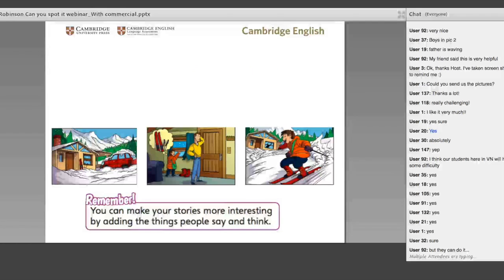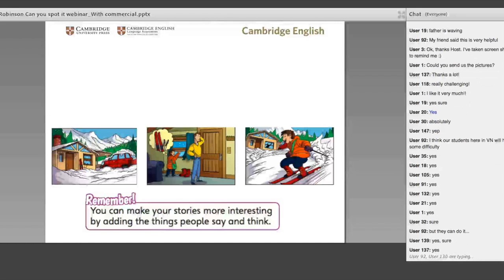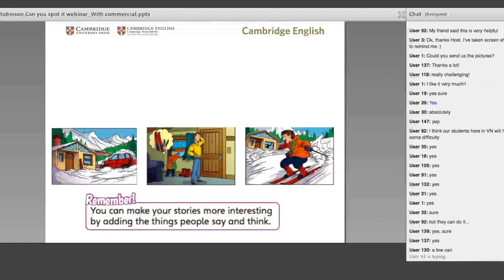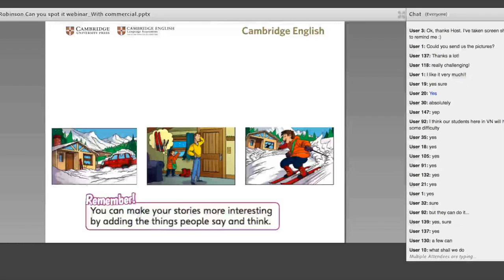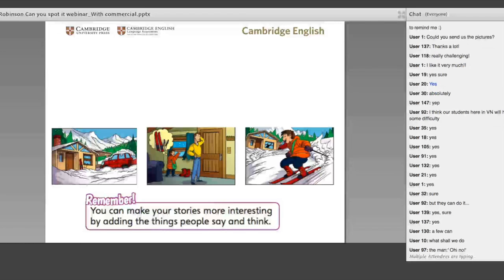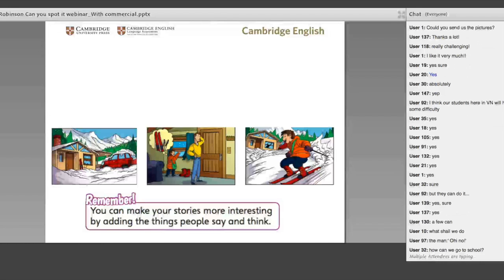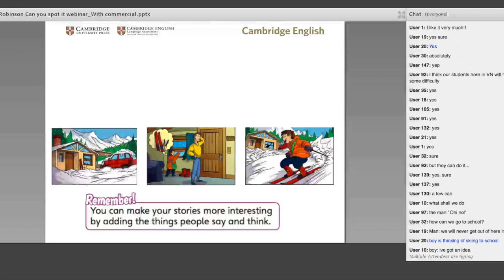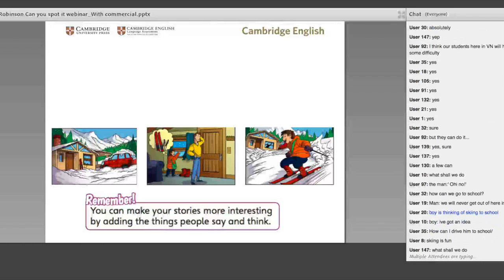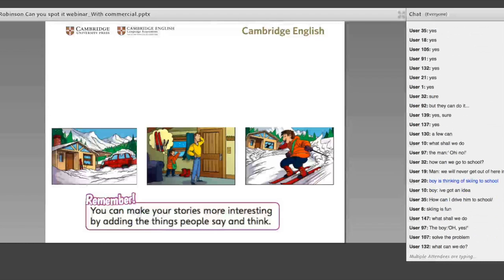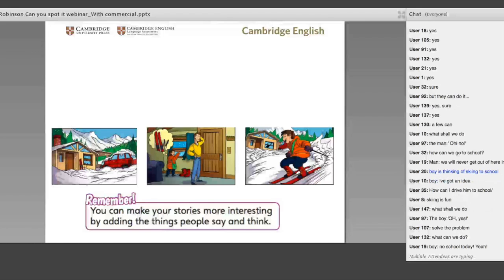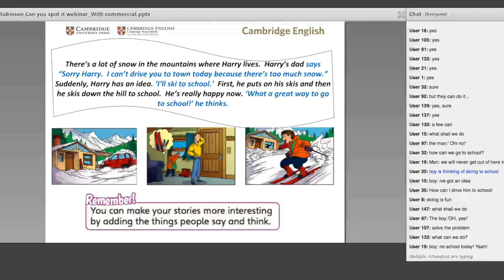And we can also make our stories more interesting by adding things that the people are saying or thinking. So in that second picture there, what do you think the man is thinking, and what do you think the boy is thinking? Yes, what shall we do? Oh, yes.